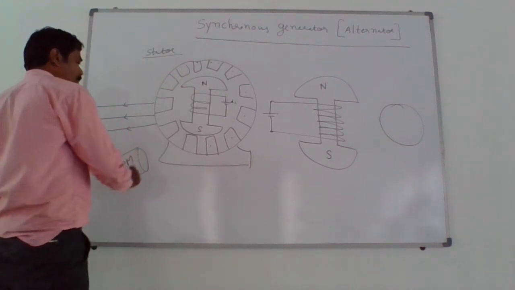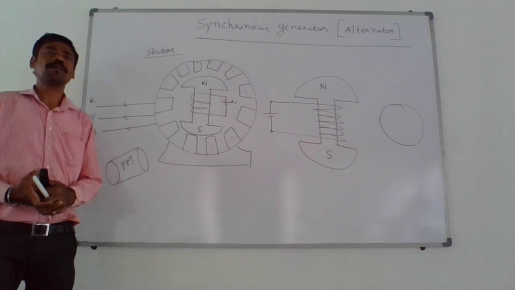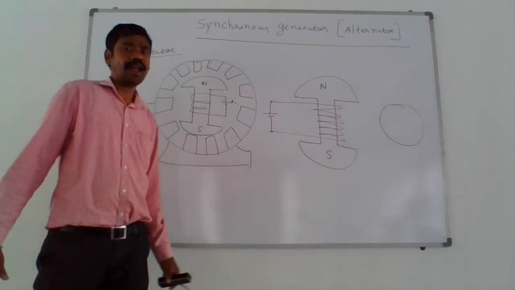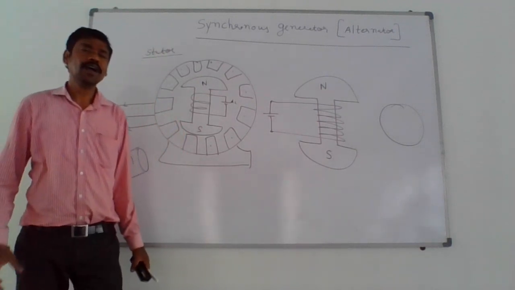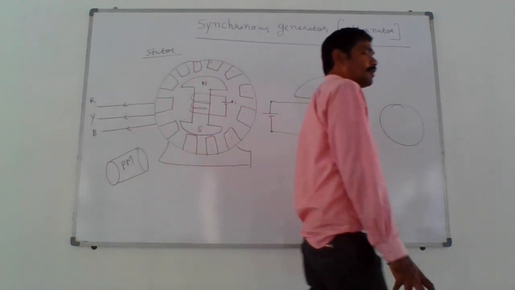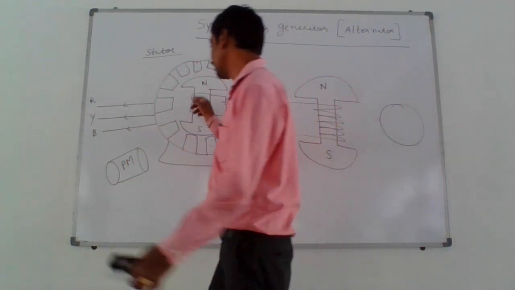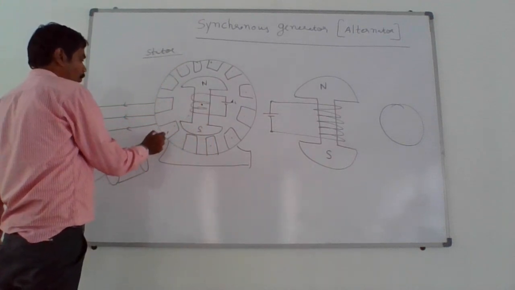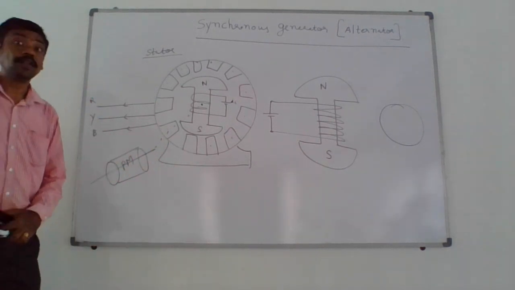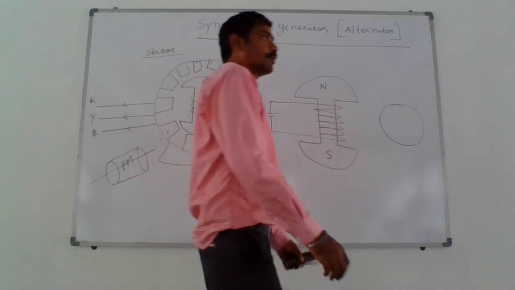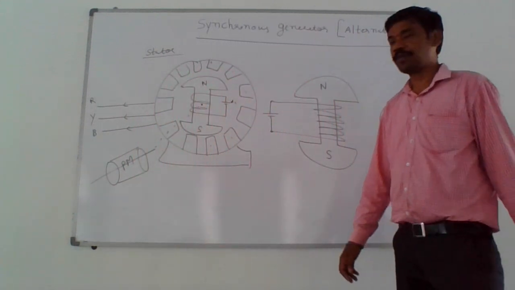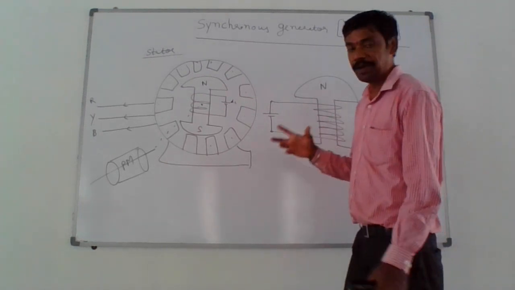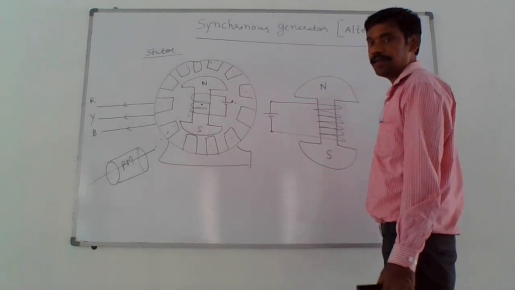Suppose this is a prime mover, any motor, any steam turbine, hydro turbine, or windmill, or any other motor or diesel engine. Like in our college, we are using a diesel motor. The motor runs with diesel which provides the prime mover to this synchronous generator, and this is coupled with this rotor, so that the rotor is rotated at synchronous speed. What do you mean by synchronous speed? This we will discuss. Synchronous speed is a constant speed with which the generator runs.